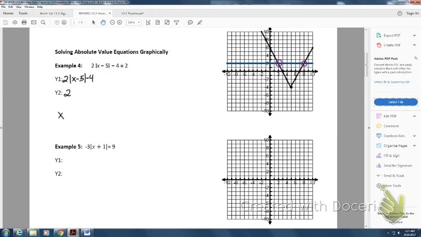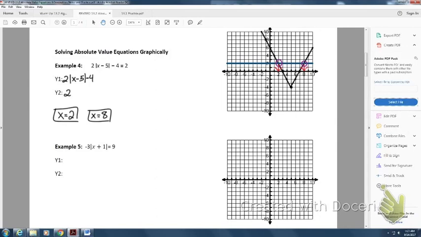2 and 3. Hold on. 2 and 8. Oh, yep. Okay, that's all you're looking for. What x values are those? So the 2 and the 8.